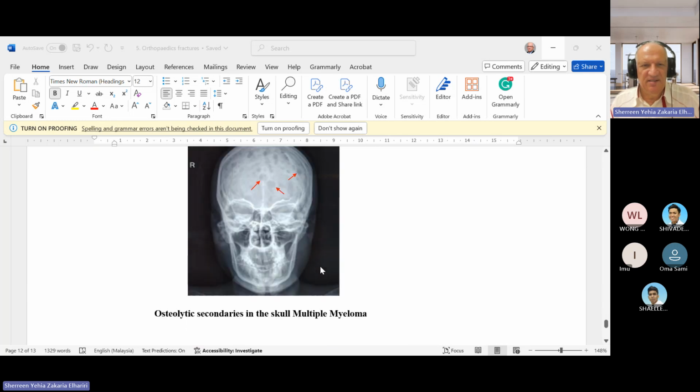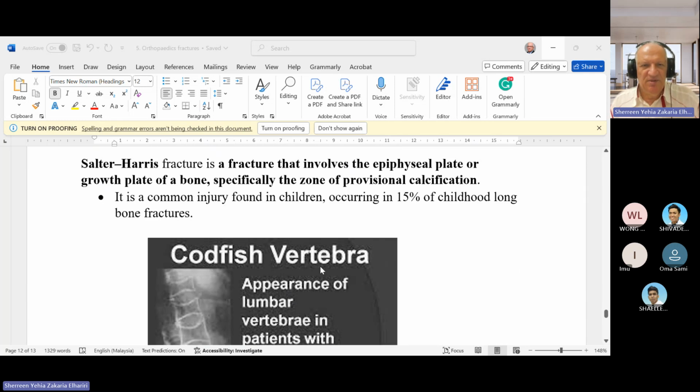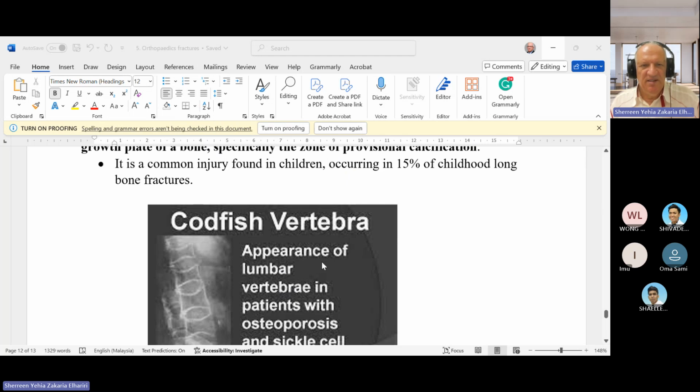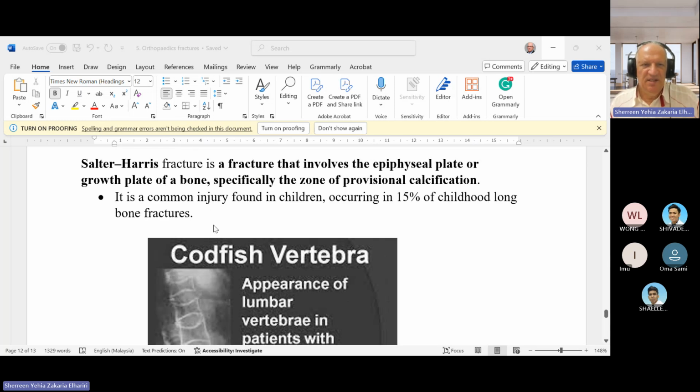Last slides, I think these are the last two slides. The first one is about codfish vertebrae, which occur in osteoporosis and sickle cell disease. So what we call codfish vertebrae, like this picture. Okay.